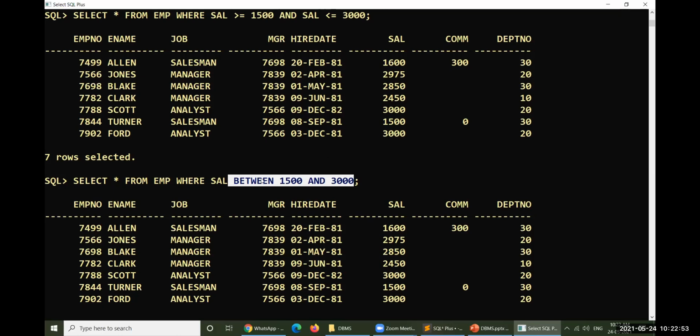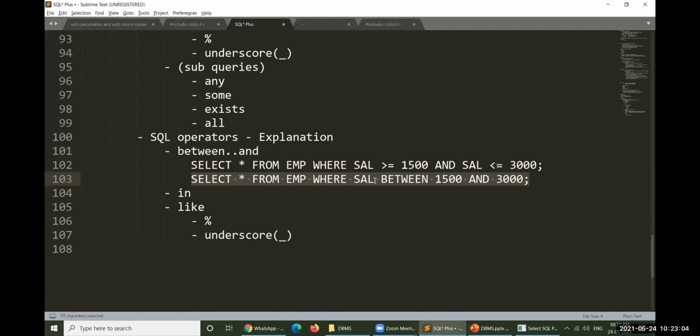So between and is used to increase the performance tuning. It could increase the fastness. So that is what about the between and.